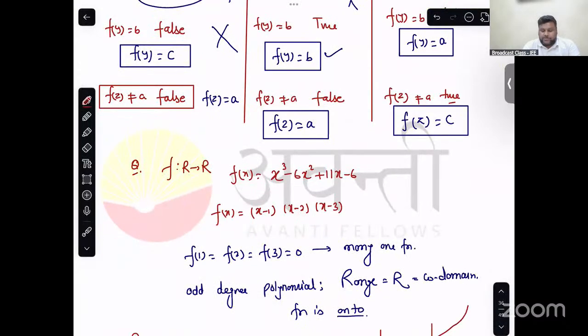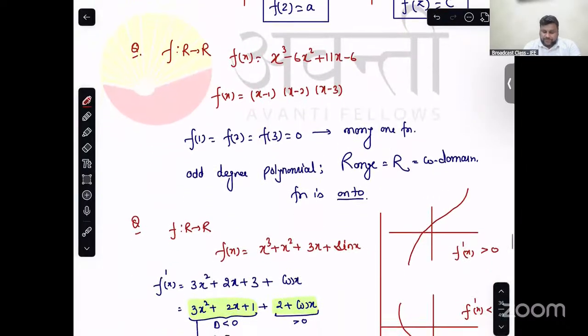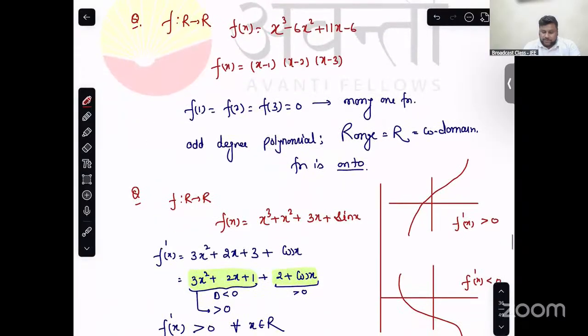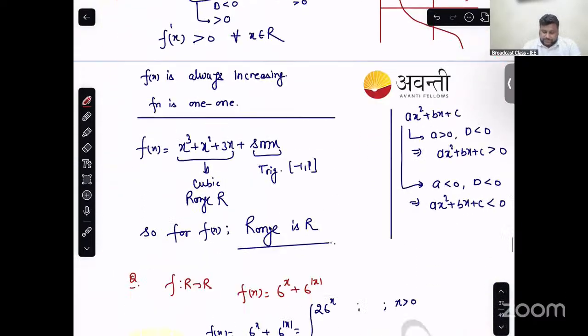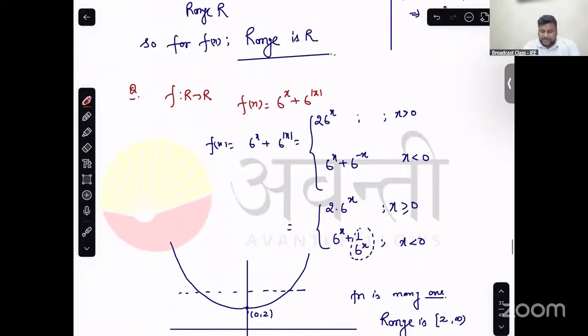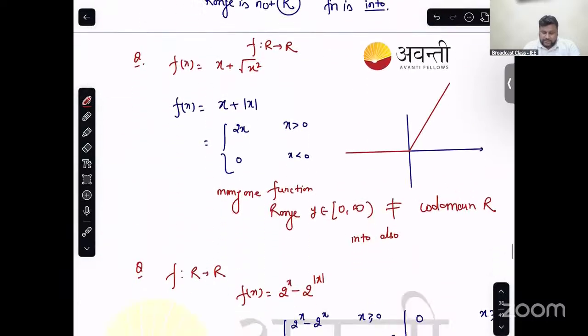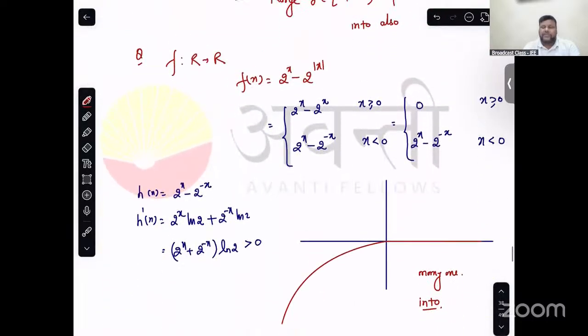Now it is a cubic polynomial. The polynomial is simply written as (x minus 1)(x minus 2)(x minus 3). At 1, 2, 3, the value is going to be 0. So this function is many one. Now, for an odd degree polynomial the range is R, that is also the codomain, so the function is onto. Then this question, 6 to the power x plus 6 to the power mod x. Then this, and finally we did this question.